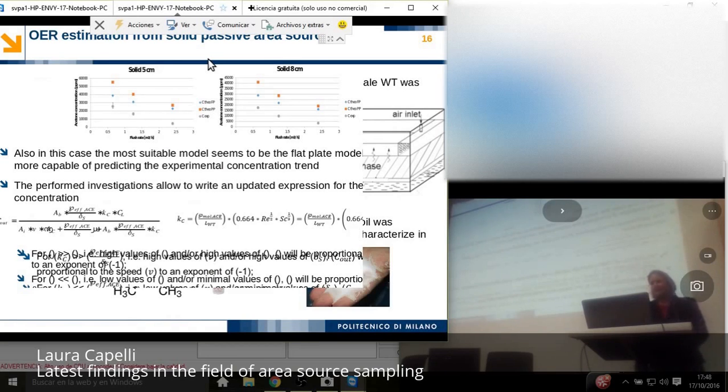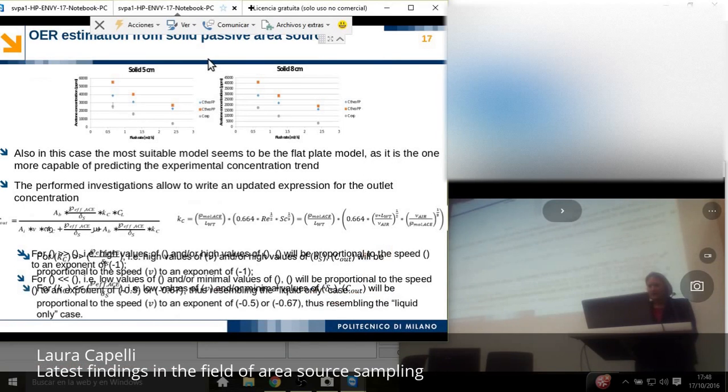Also in this case, the model that seems to be more accurate in describing our experimental results is the flat plate model, again. And it's the one more capable to predict the experimental concentration trend. In this case, we don't have this bias as we had in the other case. The wind tunnel is, of course, different. This allowed us to write an updated expression for the outlet concentration.